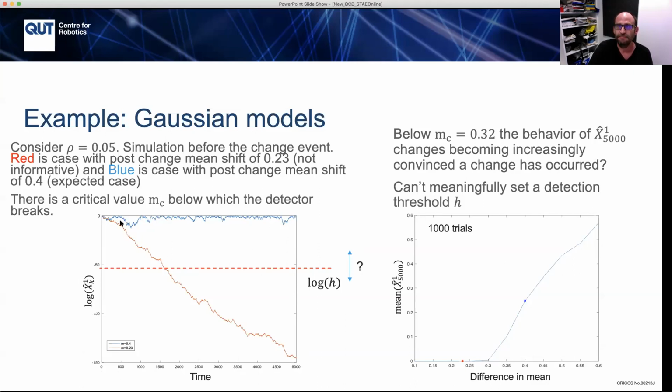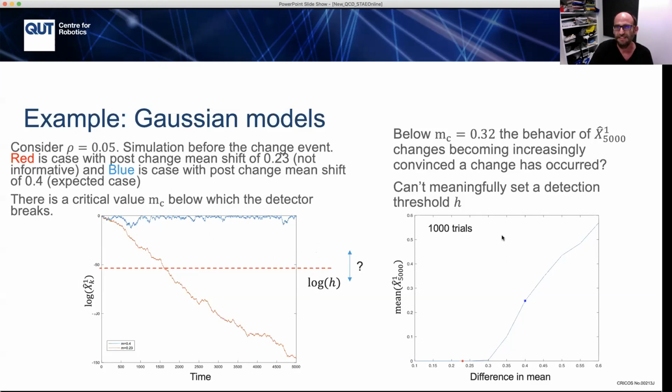However, for the case where the shift in mean is 0.23, the detector, in this case the posterior, becomes increasingly confident a change has happened in the absence of any change event. So as an engineer, if you thought, I'll need to detect a threshold, where do you set the threshold so this sort of works? I don't know how you set that threshold to get a meaningful operating system as an engineer.